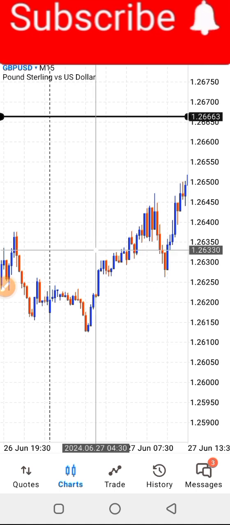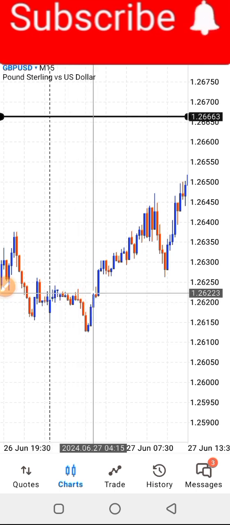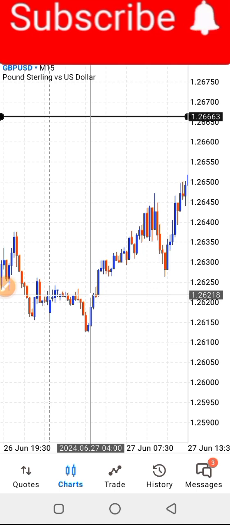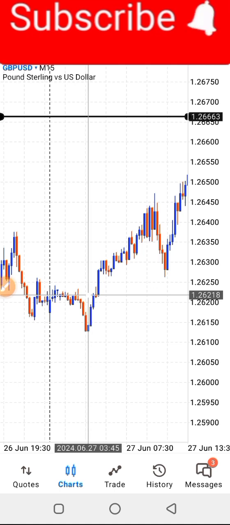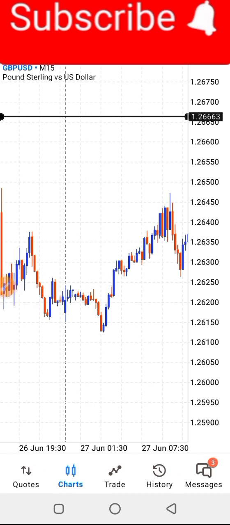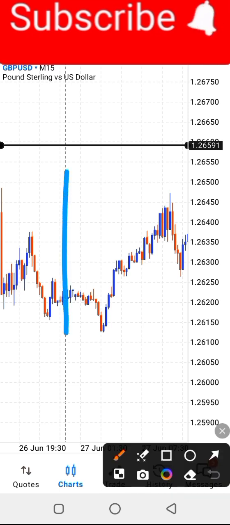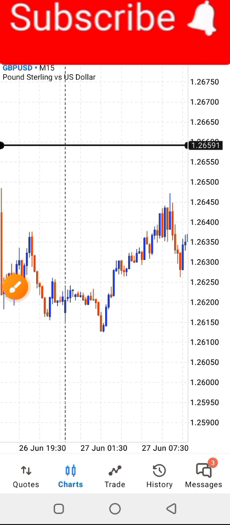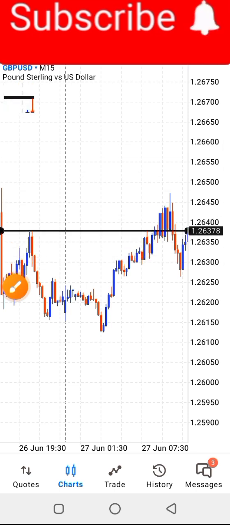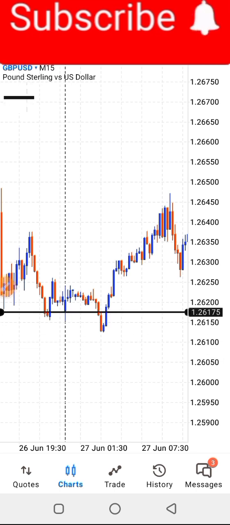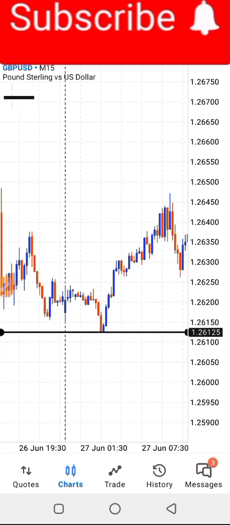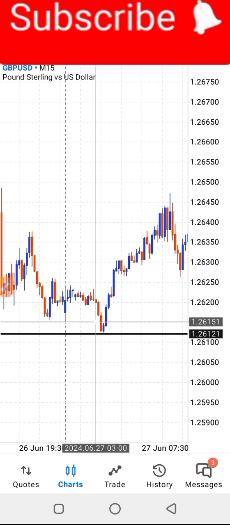So right now I'm looking for the 4th hour. Okay, this is where it stopped. So I want to mark out the highest point and the lowest point of the first 4 hours of my Asian session. As you can see, the day started here. So the first 4 hours is what I want to mark out. I think this is the lowest point of the first 4 hours of the Asian session.